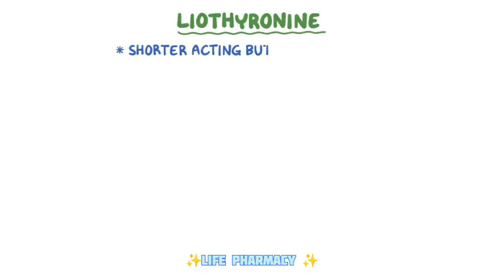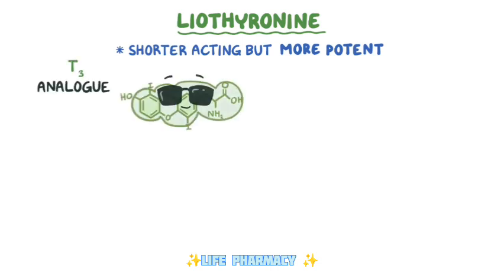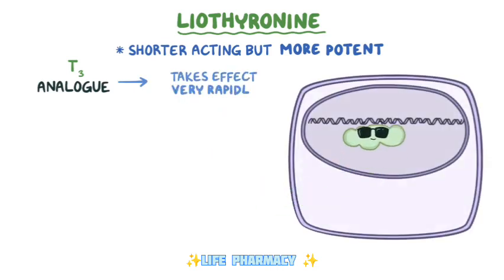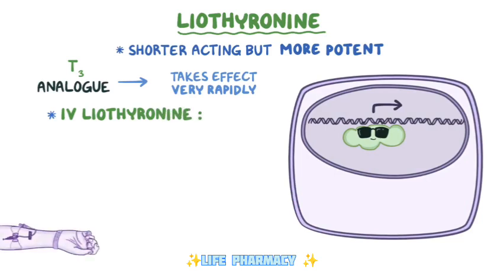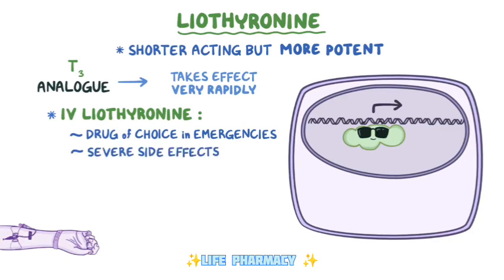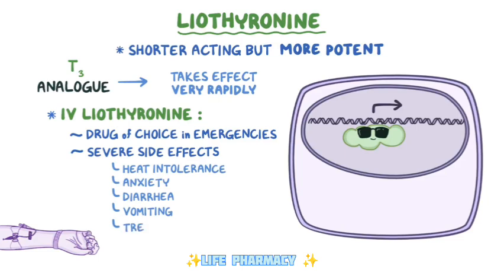Of the two synthetic thyroid hormones, liothyronine is shorter acting, but much more potent, meaning it's able to treat the symptoms of hypothyroidism at a lower dose. Since it's a T3 analog, it could directly enter the target cell and take effect very rapidly. This is why intravenous liothyronine is the drug of choice in emergencies like myxedema coma. Its high potency, however, also leads to more severe side effects, which are the same as hyperthyroidism. This includes heat intolerance, anxiety, diarrhea, vomiting, tremors, and tachycardia, which may lead to cardiac arrhythmias. That's why liothyronine is contraindicated in individuals with heart conditions.